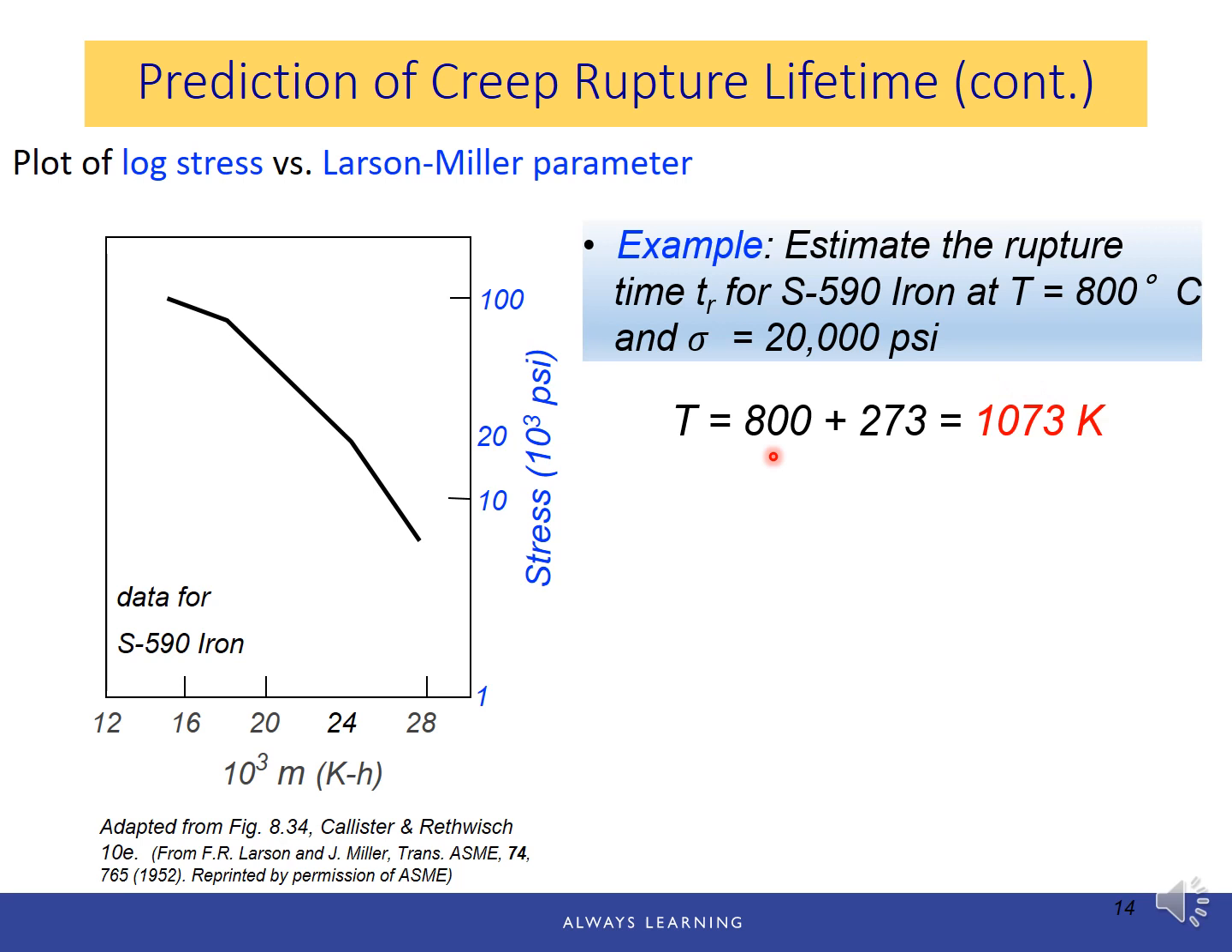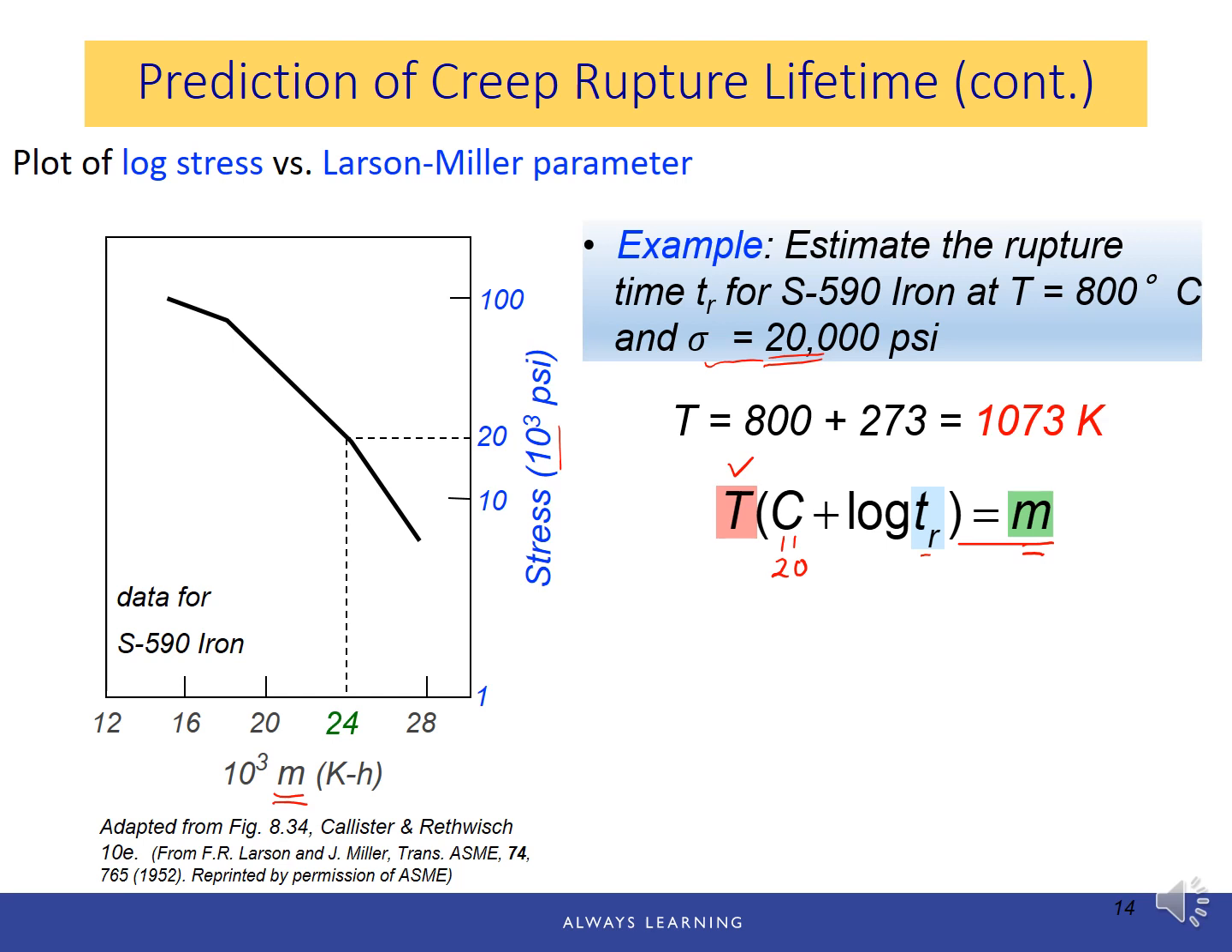Next, let's write down the Larson-Miller equation one more time. M equals temperature times C plus log T sub r. Here, let's take 20 for C, so that's a constant. And T we already know, so if we can find the Larson-Miller parameter at the corresponding stress level, then we can solve for T sub r from this Larson-Miller parameter definition. Okay, the given stress is 20,000 psi, so it will be 20, because the stress is in the thousands scale. So this is 20,000 psi, and the corresponding Larson-Miller parameter M is 24.